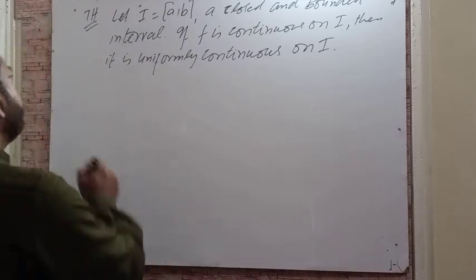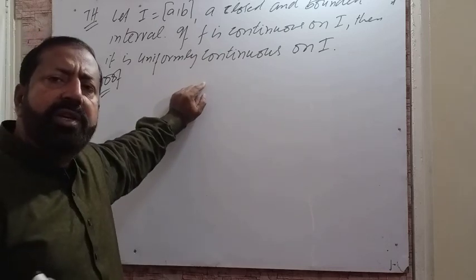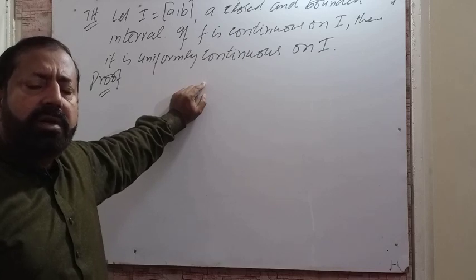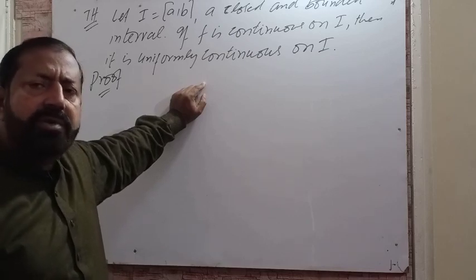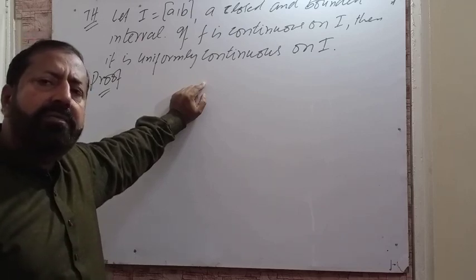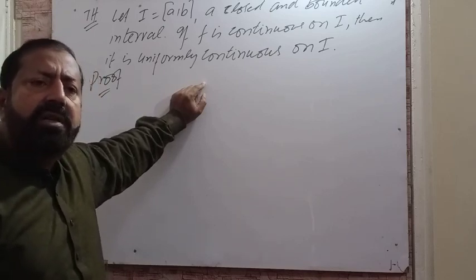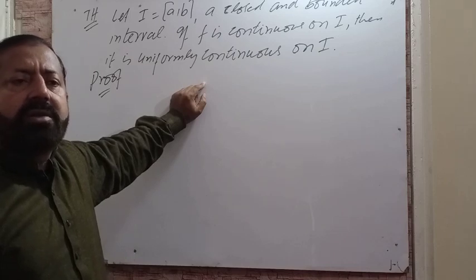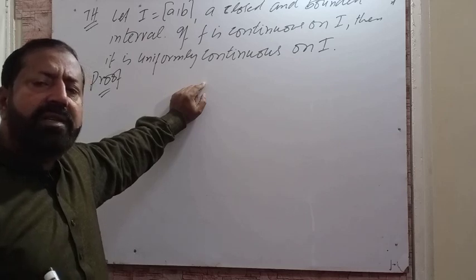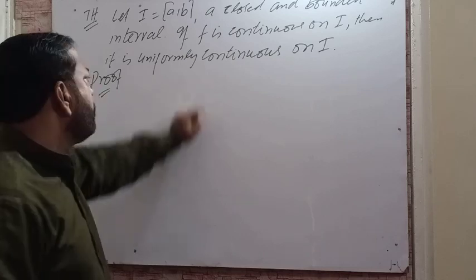So the proof. We will be using our last criterion for non-uniform continuity. We will say that suppose this function is continuous on your closed interval [a, b], but not uniformly continuous. If it is not uniformly continuous, then you can always find two sequences and at least one epsilon naught, so that |xn - yn| is less than delta, while |f(xn) - f(yn)| is greater than or equal to epsilon naught, right?